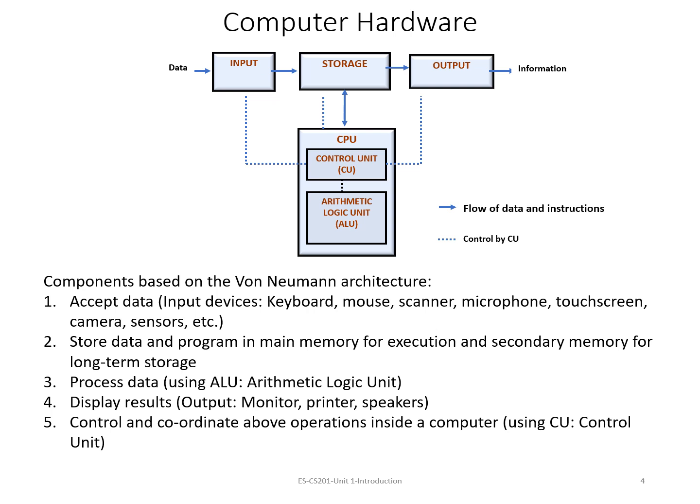2. Store data and program in main memory, meaning RAM, for execution and secondary memory, meaning disk, for long-term storage. 3. Process data, using ALU, arithmetic logic unit. 4. Display results, output: monitor, printer, speakers. 5. Control and coordinate above operations inside a computer, using CU, control unit.